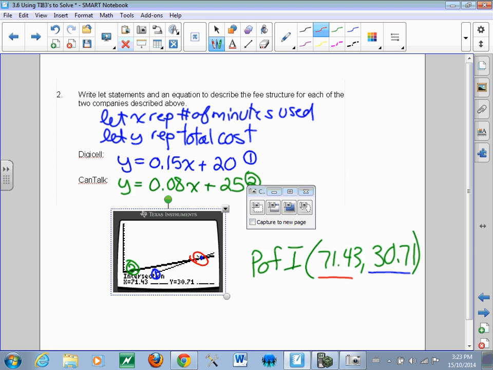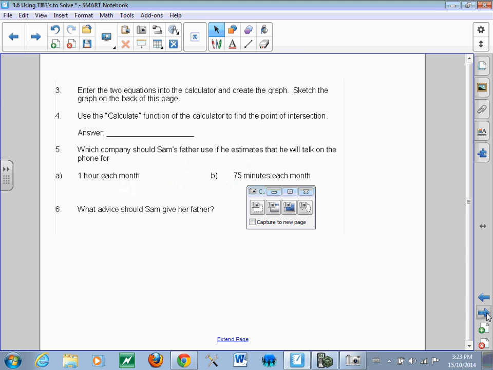So there's 3 cases here. Before 71 minutes, one company is going to charge lower. At 71 minutes, both companies are going to charge $30.71, and after 71 minutes, another company is going to be cheaper. And that's the key about a point of intersection. It's a key point in terms of word problems. So let's take a look at the next questions to answer.